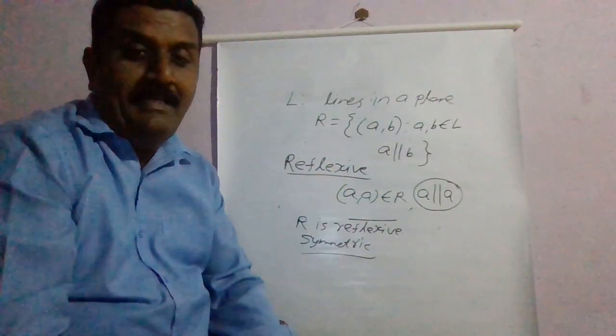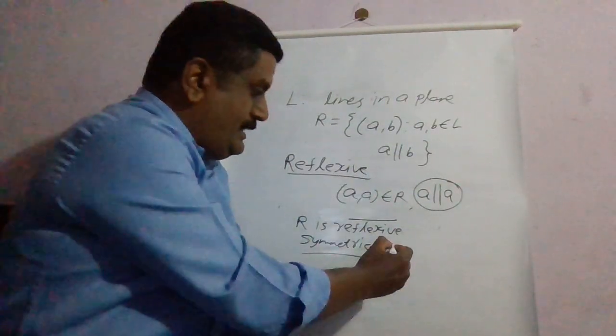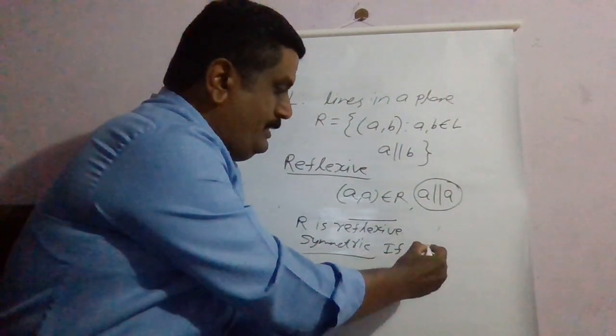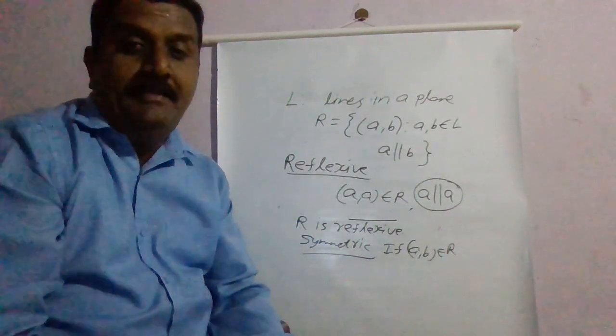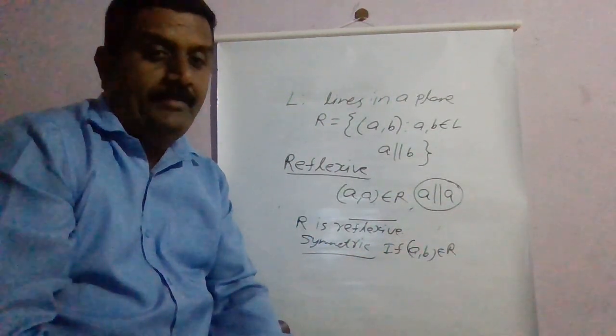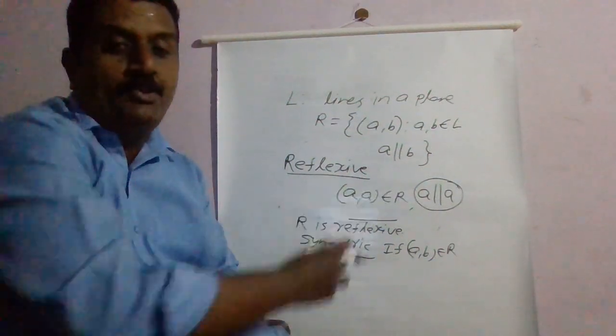Then for symmetric relation, the condition is that if (a, b) belongs to R, then we have to prove that (b, a) must be in R. If (a, b) is there, then (b, a) should be there.